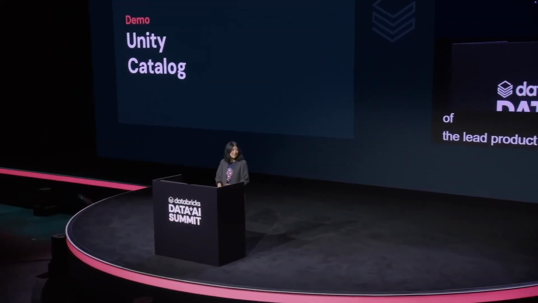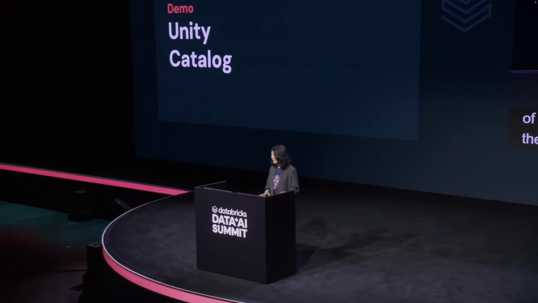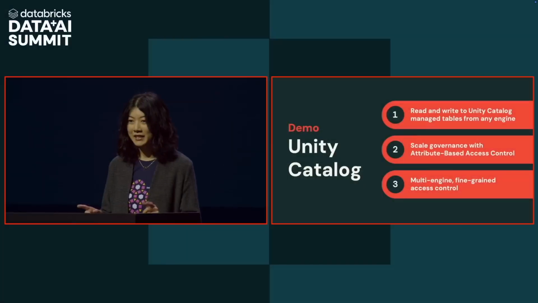Thanks, Matej. In this demo, I'm going to show just how easy it is to access Unity Catalog managed tables from a wide range of tools. I'll demonstrate how attribute-based access control allows you to easily mask sensitive data, such as PII. And finally, I'll show how governance also extends all across the ecosystem. Let's hop into the demo.